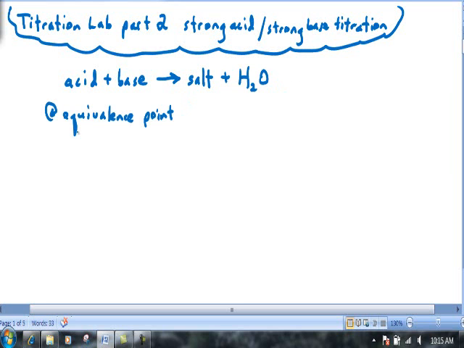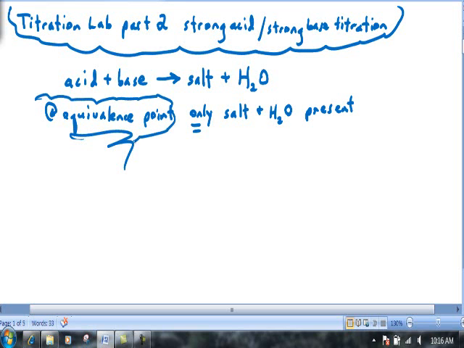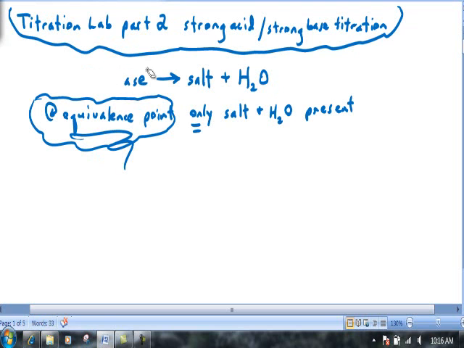Consequently, in an acid-base titration, at the equivalence point, the only things present in a solution are salt and water. This is because, by definition, the equivalence point is when the moles of acid and moles of base have completely neutralized each other. Once the acid and base have completely neutralized each other, the acid and base are no longer present, and all that we'd have remaining in the solution at the equivalence point is the salt created by the neutralization reaction and some water.